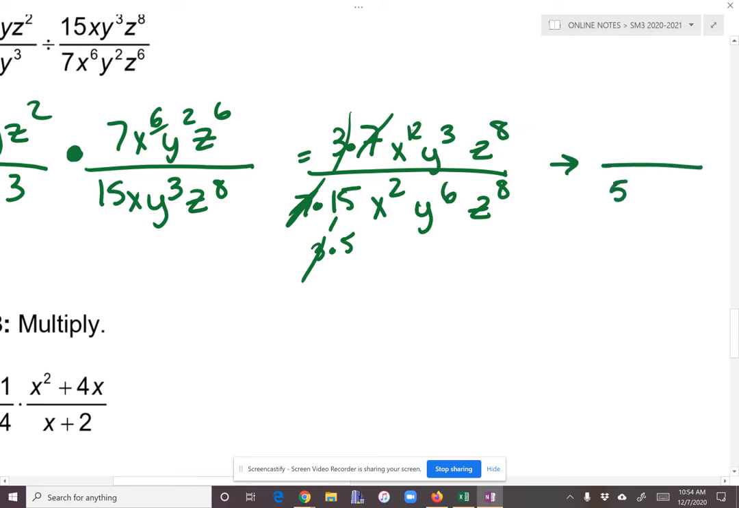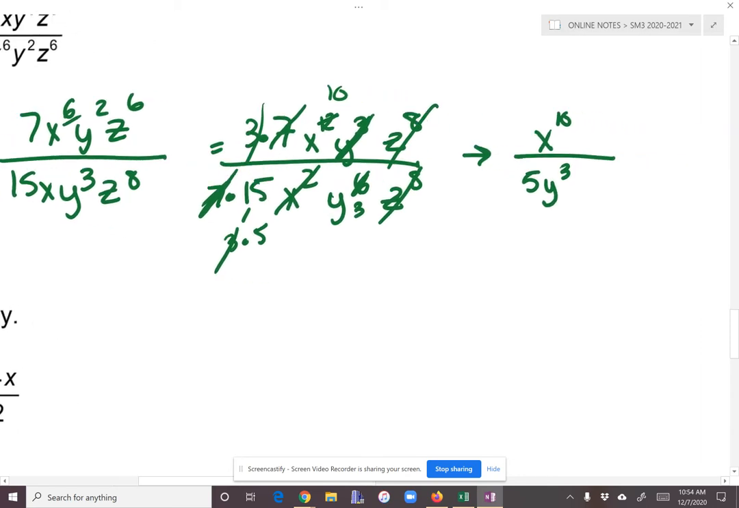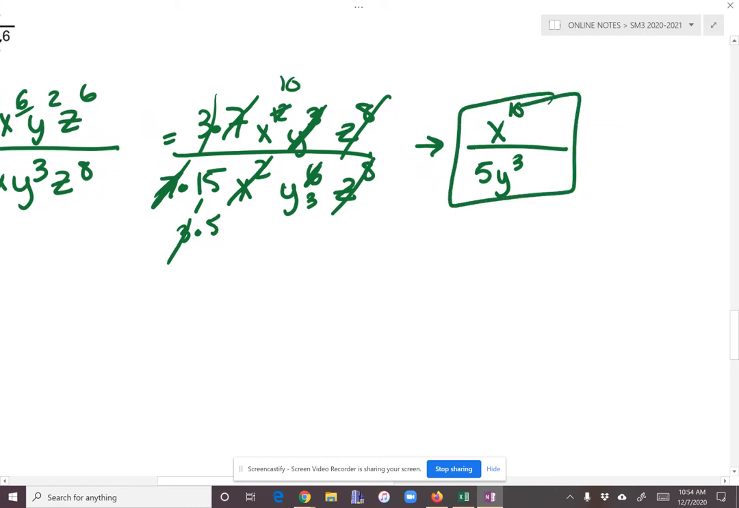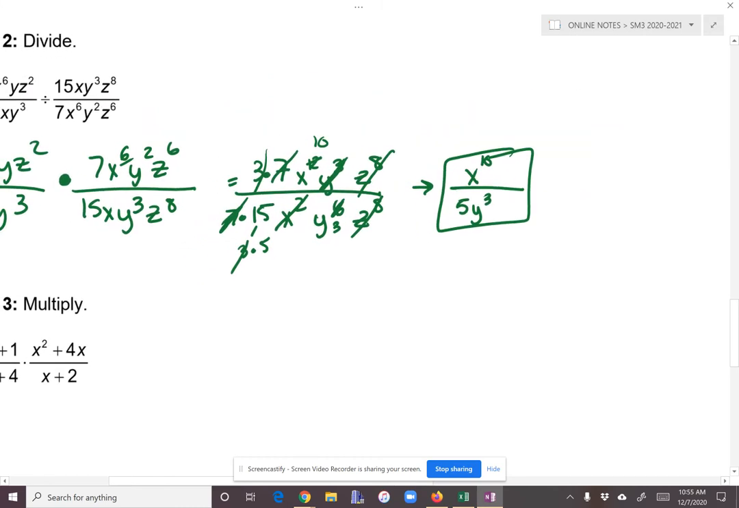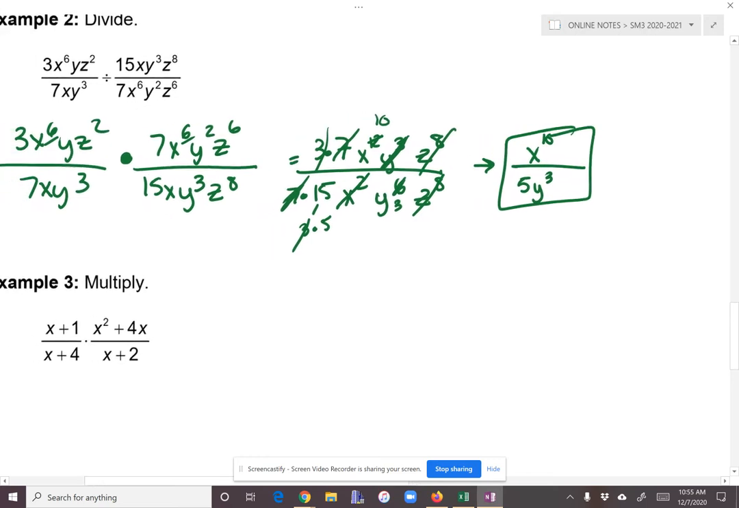Now my x's, 12 on top, 2 on bottom. I can cancel it, so I just have 10 on top. Y's, I've got 3 on top, 6 on bottom, so I'm just going to have 3 on bottom. And then my z's cancel. So that's my final answer. Notice I don't have restrictions because I don't have binomials on the bottom.